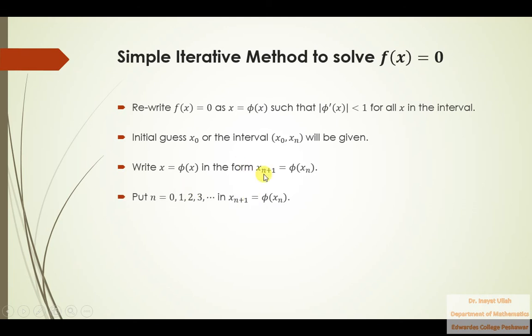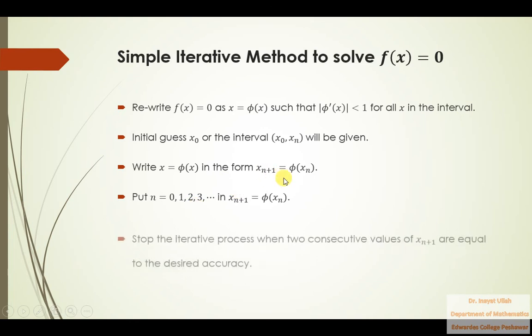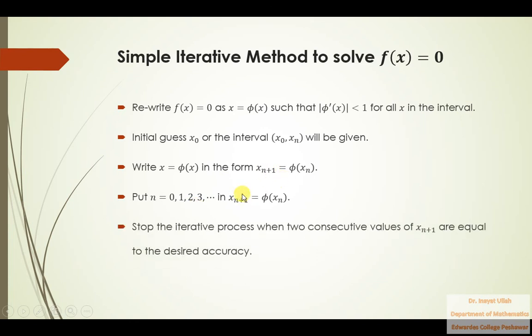we will put n equal to 0, 1, 2, 3 in this equation to get the required approximations. Or we may say that the number of approximations is actually called the number of iterations. So first of all, we need to put n is equal to 0 here. We will be able to find x1. When we put n equal to 1 here, we will be able to get x2, then x3, then x4, and so on.